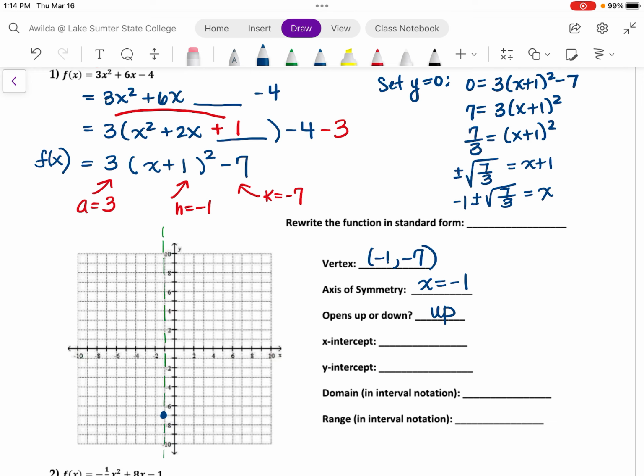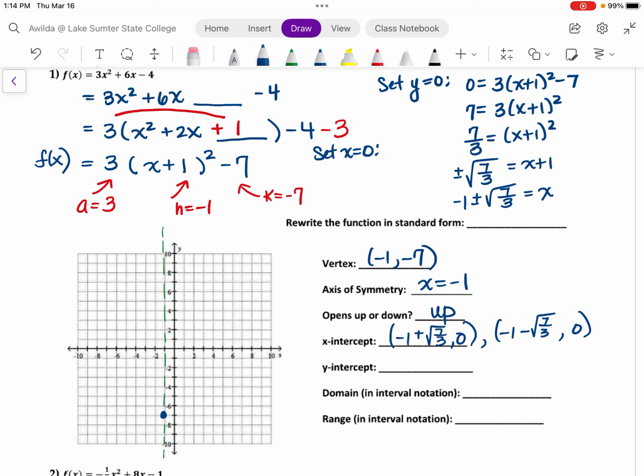But we have two x-intercepts here: negative 1 plus square root of 7/3 comma 0, and negative 1 minus square root of 7/3 comma 0. This is actually going to be pretty tough to approximate mentally into the graph, so I suggest using a calculator to find a decimal approximation for these numbers. Next, let's solve for the y-intercept. So we're going to set x equal to 0 and solve for y.